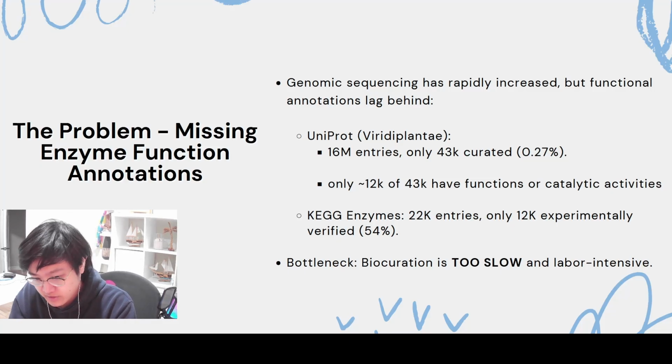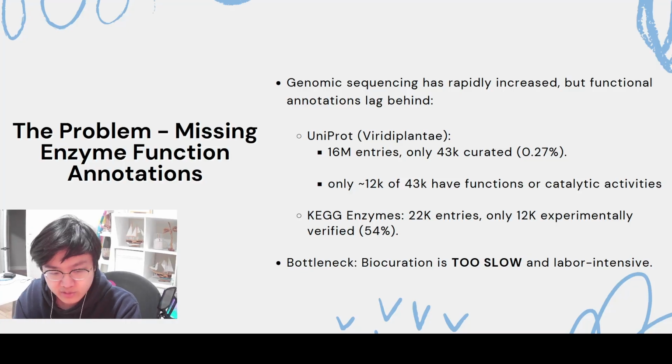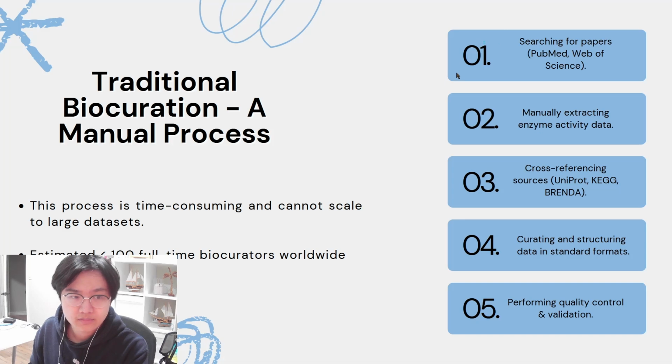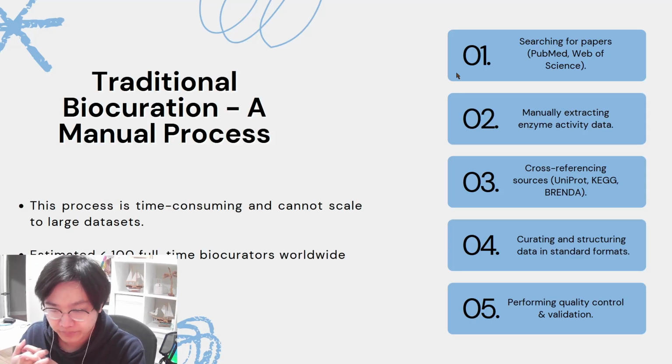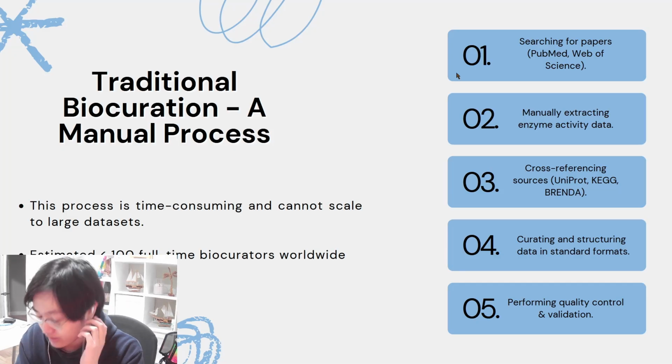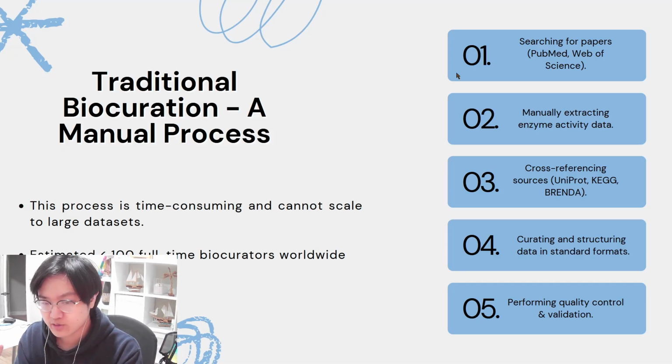So overall, the bottleneck is this biocuration process, which was previously mentioned in the example. It's just extremely labor-intensive and too slow. When looking to curate enzyme activity and functionality, biocurators must search for related papers in databases such as PubMed or Web of Science, and then they have to manually extract the enzyme activity data. Then, after cross-referencing with other databases such as Uniprot or KEGG or Brenda, they have to structure the data into standard formats so it can be used across multiple databases. Finally, they have to do quality control and validation on their data. And then they can, again, manually upload it to the multiple databases such as Uniprot.